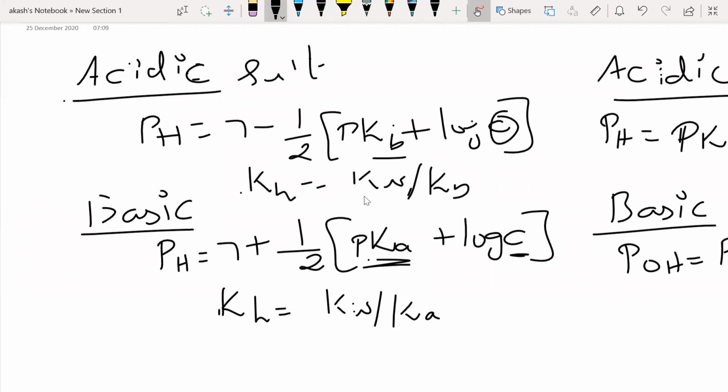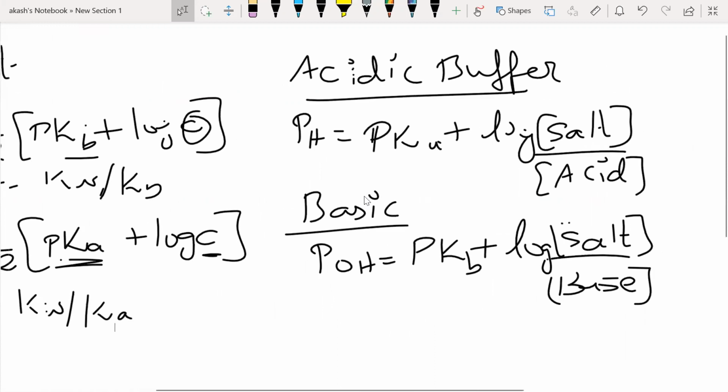The key is knowing how an acidic or basic buffer is formed. Can someone tell me, what do you need to mix for forming an acidic buffer? Weak acid, the salt of the weak acid. Exactly. You have to use a weak acid and the salt of the weak acid, and if you look at the formula, you need the salt concentration as well as the acid concentration. Same way, for a basic buffer, you need the weak base and the salt of the weak base. Both concentrations we need.